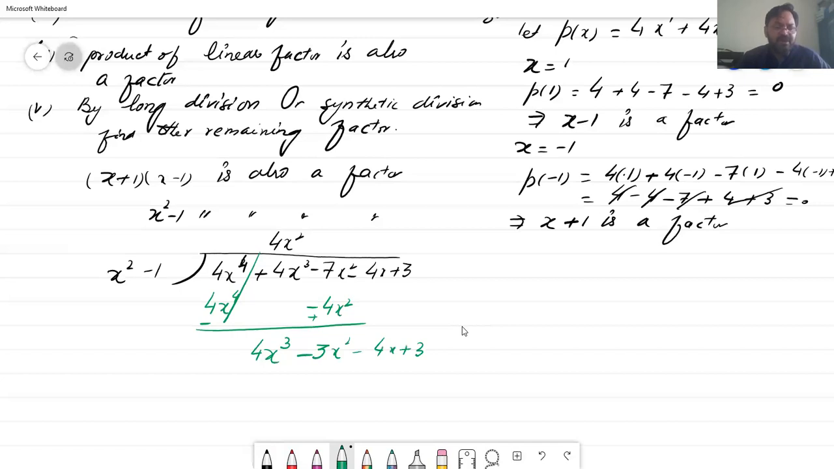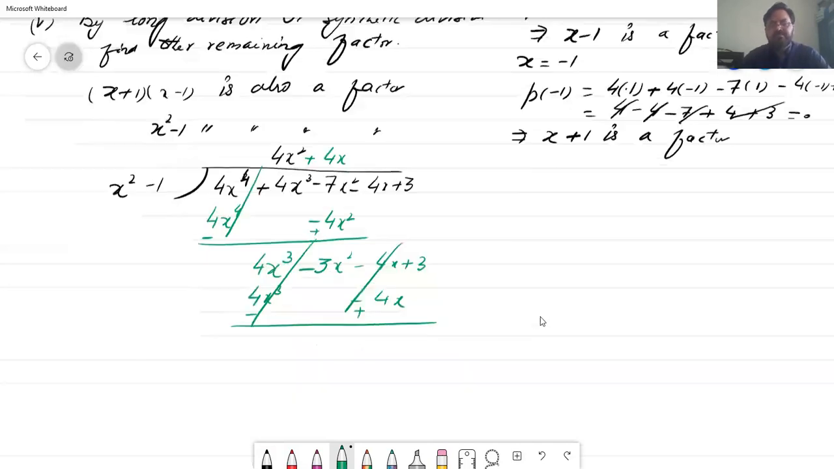Again, you have to multiply by 4 times x. You will get 4x cube minus 4x. These terms will cancel out. Now you have to write minus 3x square minus 3. Then you have to multiply by minus 3. So minus 3x square plus 3.